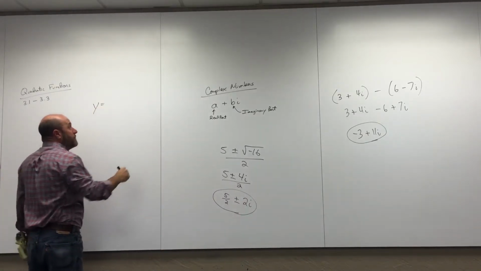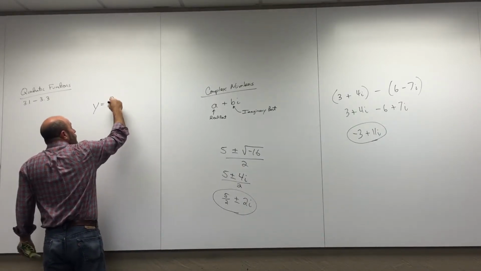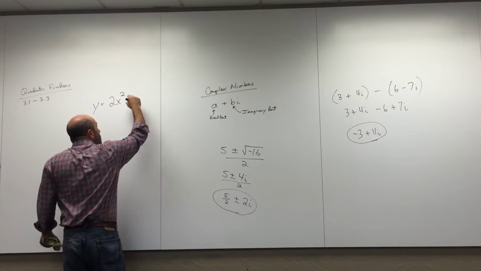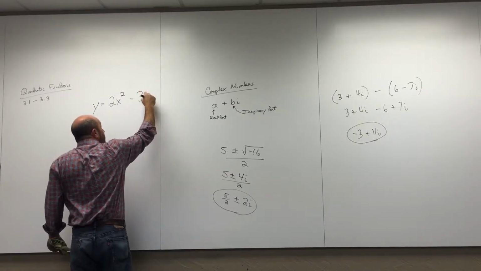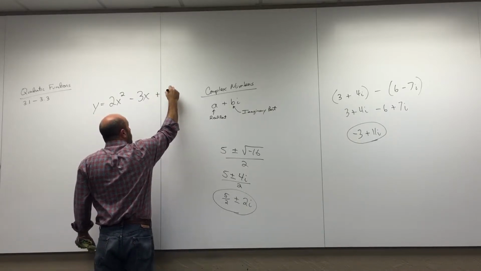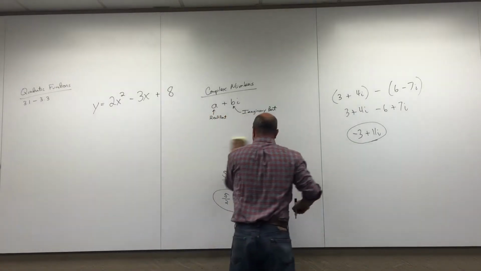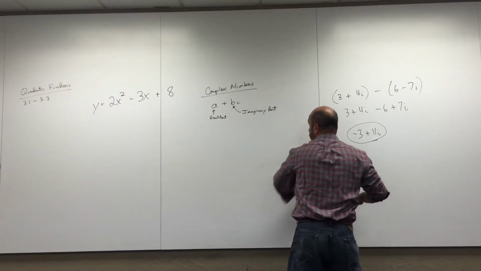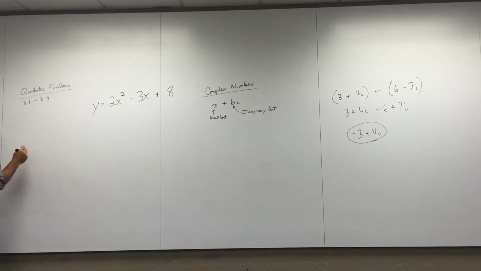y equals 2x squared minus 3x plus 8. And I would ask you for everything. What's everything? This is a quadratic function. Its graph is a parabola, beautiful parabola, and I want the vertex of that parabola. I want the x-intercepts of that parabola. I want the y-intercept, and I also would usually ask for the range.